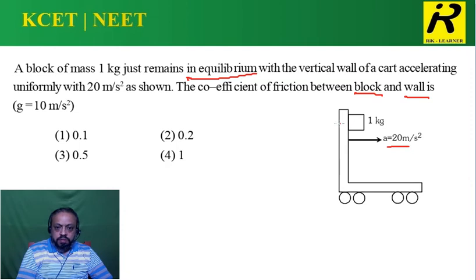How is it possible? Yes, this is possible when the friction between the block and the wall of this cart, at this edge, becomes equal to the weight. We can understand it just by putting some vectors like this: downward is weight and upward is the friction, right? So when this weight is balanced by the friction, definitely this block will be in equilibrium.